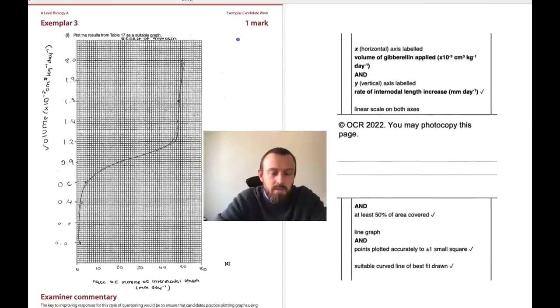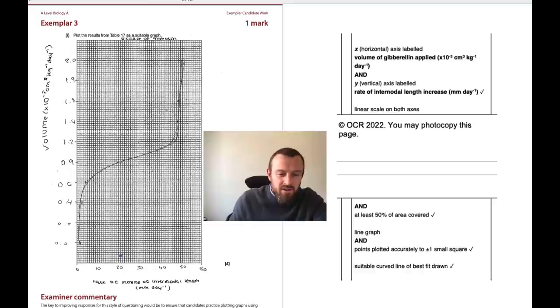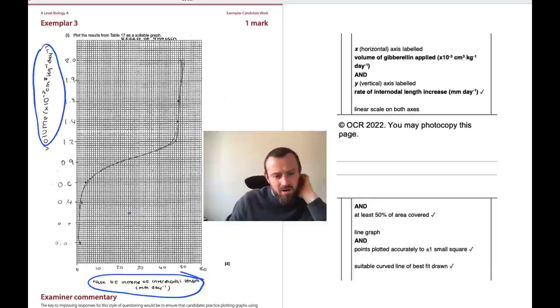1 mark. So this person has put the axes the wrong way around. So they have the rate of increase over here and the volume over here. So they didn't get the axes mark. The scale is also off, I believe, because this is 0.0 and that's 0.2. So this space is 0.2. But then up here, look what they've done. They've gone 1.8 and 1.9. So that is a gap of 0.2, whereas that is a gap of 0.1.